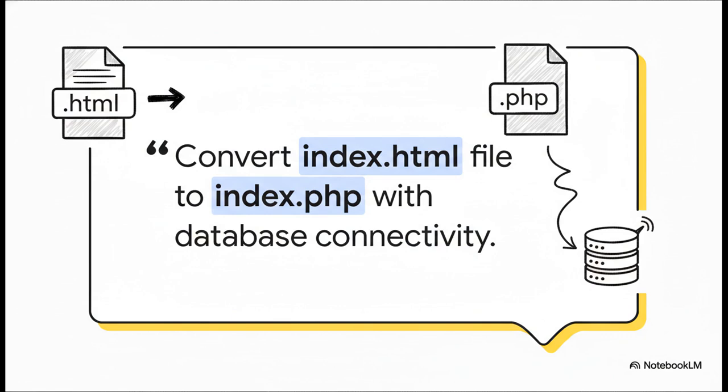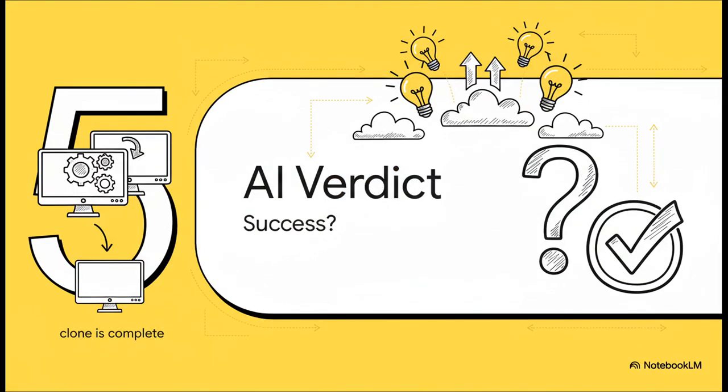And the fix, once again, is a surprisingly simple command. We give the AI one final instruction: take our homepage and make it dynamic. Connect it to the database we just built. This is the final piece of the puzzle. The AI works on that for another few minutes, and just like that, it's done. The front end and the back end are talking to each other. The clone is complete.